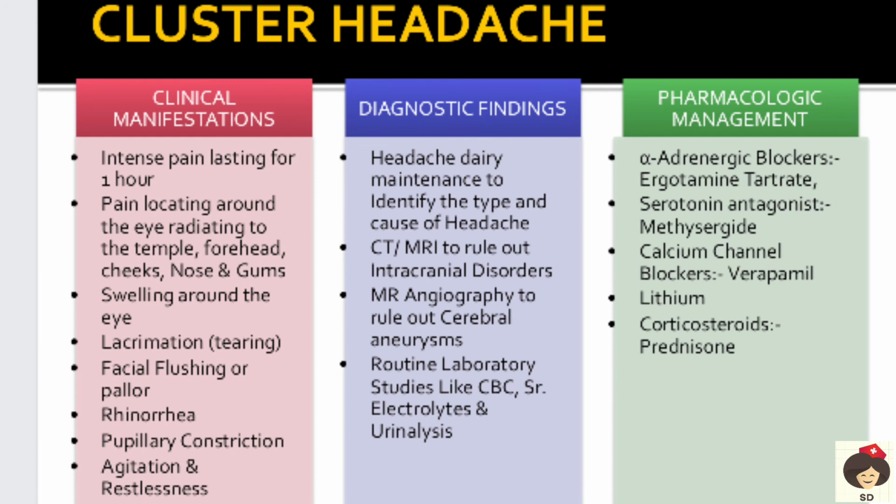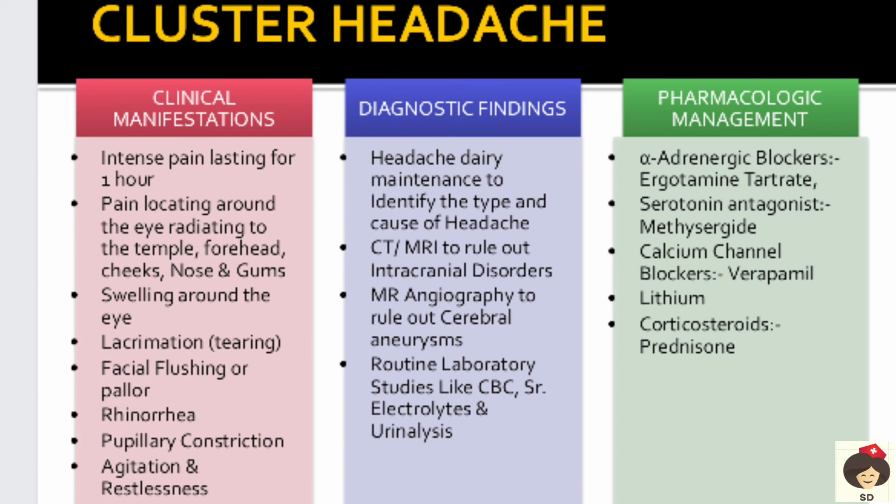And then other routine laboratory studies like complete blood count, serum electrolytes and urine analysis will be done to identify any disorders. And pharmacological management: mainly they give alpha adrenergic blockers, that is ergotamine tartrate. Again, this will block the nerve fibers that are causing sensitization of the pain. And serotonin antagonist methysergide will be given. And calcium channel blockers, verapamil, and lithium is a drug of choice to reduce the headache. And corticosteroids like prednisone will be given.